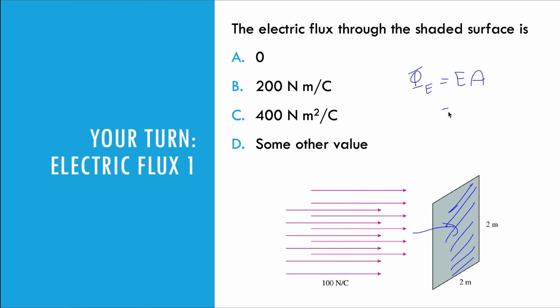So in this case, the electric field is 100 newtons per coulomb, and the area is 4, 2 times 2. So we get 400 newton meters squared per coulomb as the flux through the shaded surface. Let's take a look at one more problem.